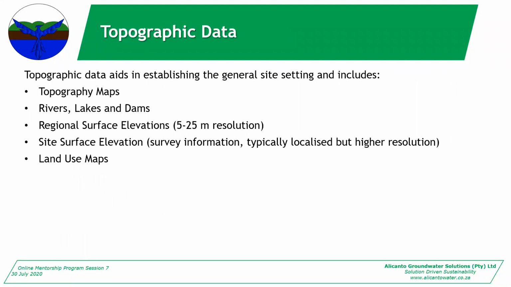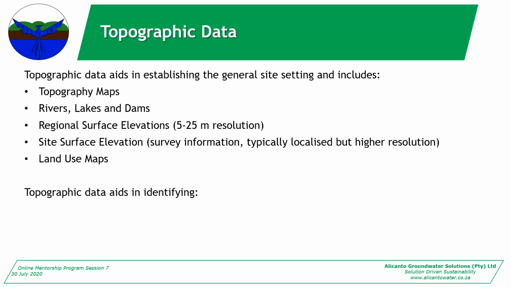So topographic data gives you a general site setting. This kind of data includes topographic maps, your rivers, lakes, and dams, your regional surface elevations. Typically, you get it between 5 and 25 meter resolution in your SRTM databases and your Chief Surveyor databases in South Africa. If you're lucky enough, you'll have site surface elevation, which is typically localized to the site only, but there you can get your LiDAR data that's up to millimeter accuracy in some cases. And then also land use maps.